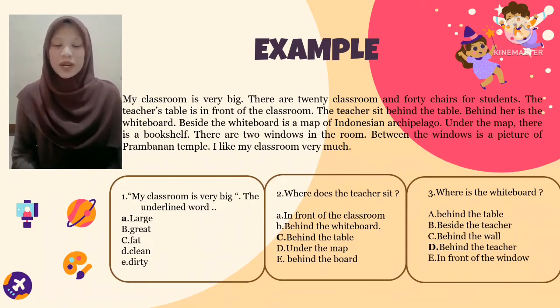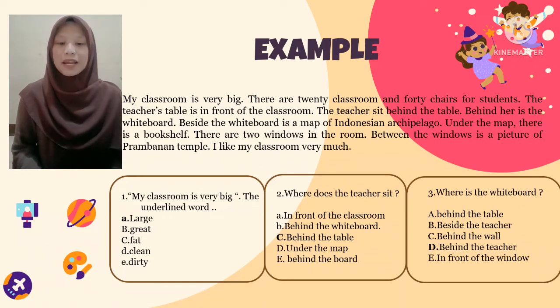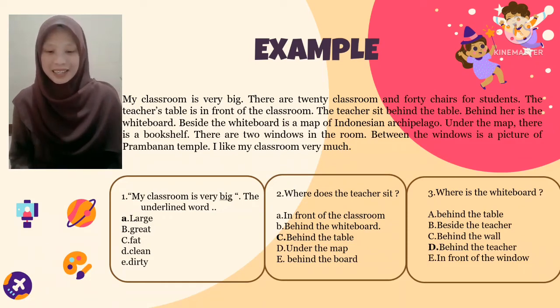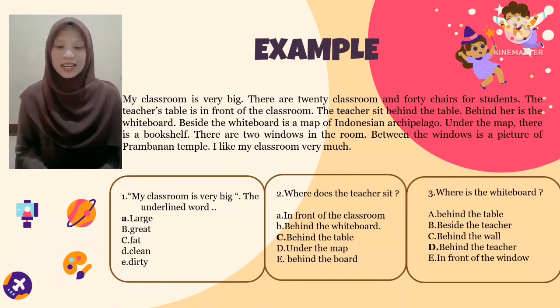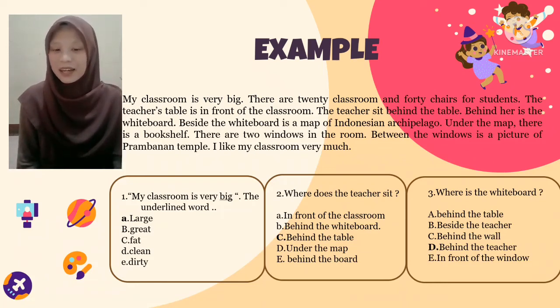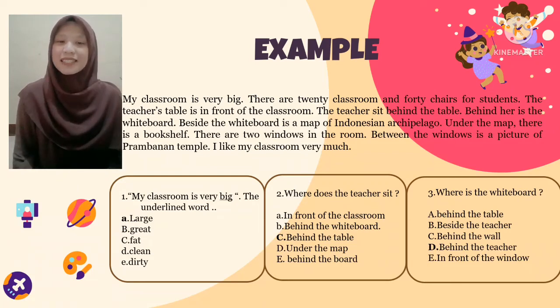And the question is: My classroom is very big. The word "big" is underlined. The underlined word is: A, large; B, great; C, fat; D, clean; E, dirty. You know the answer is? Yes, the answer is A, large, because big and large are synonyms.